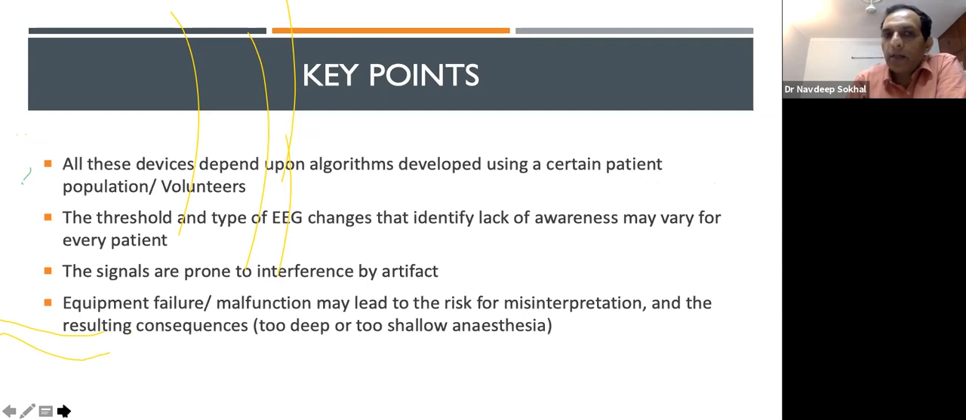All these devices depend upon algorithms developed using certain patients or volunteers. The threshold and type of EEG changes that identify lack of awareness may vary from patient to patient, and the signals are also prone to interference by artifacts. Equipment failure or malfunction may lead to a risk of misinterpretation and the resulting consequences, that is too deep or too shallow anesthesia.